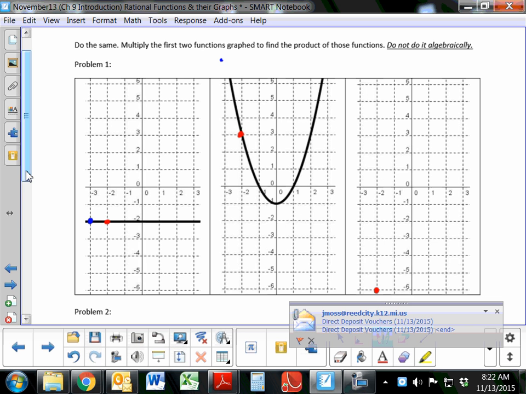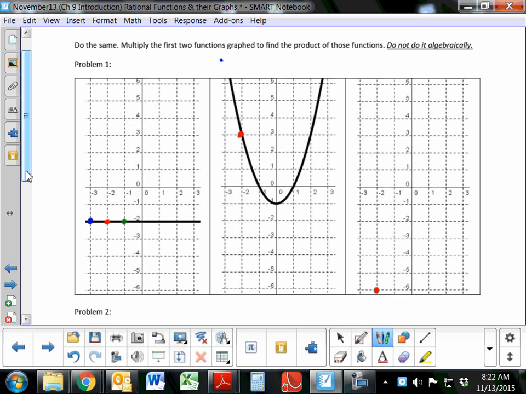Okay, so now the next point, -1, how high am I? 2. -2, and then I'm at 0. So what is that when you multiply them? 0. So at -1, I'm going to put it at 0. Wow.